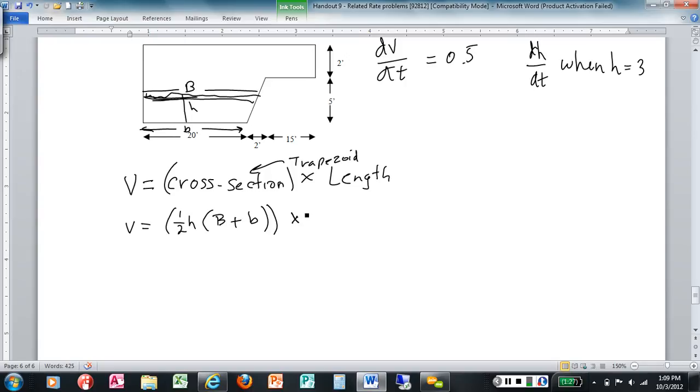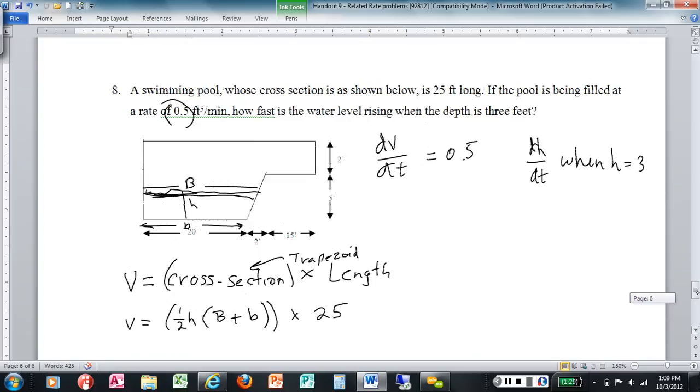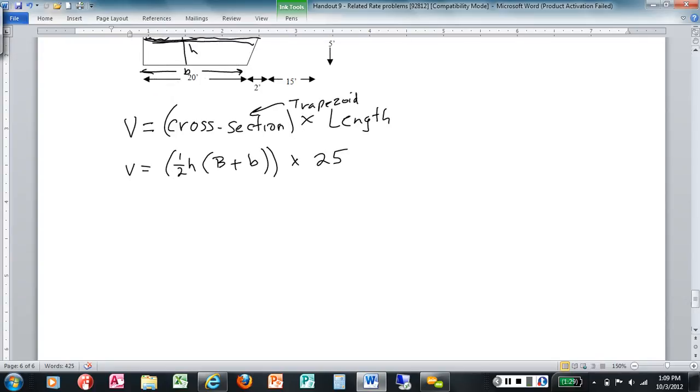So that's, I guess, the bad news. The good news is I've got the length, and the length is going to stay fixed because that length is talking about the length of the pool, which is 25 feet. Right, I said 25. Don't I have 25 feet length of the pool? Yes, 25 feet is the length of the pool. All right. So this is our formula.